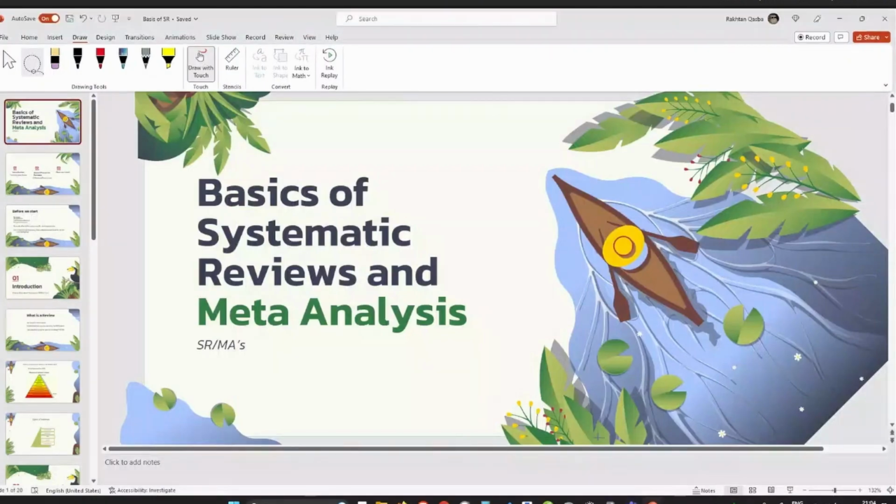Let me just share my screen. So, basics of systematic review and meta-analysis. If you can see, I have used a very different kind of slide. This might look like something from a science class or ecology class, but it's not. Mainly we are focusing on systematic reviews and meta-analysis here.